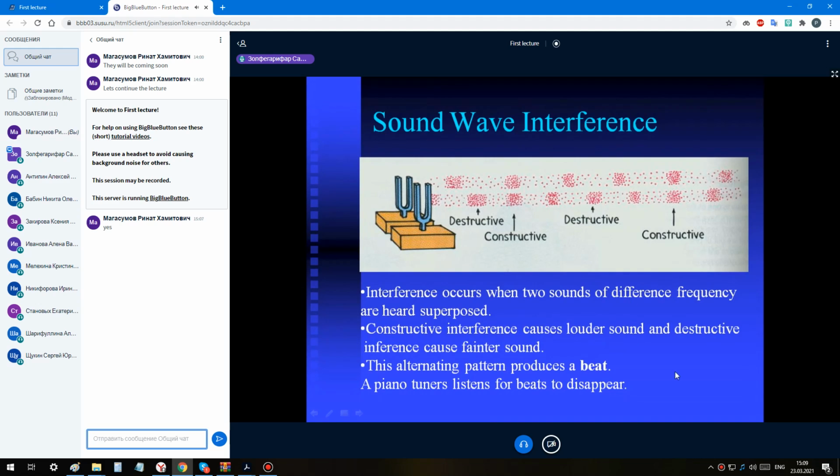A piano tuner listens for beats. These appear as destructive, constructive, destructive, constructive. You can see it in the schematic shape of sound wave interference.